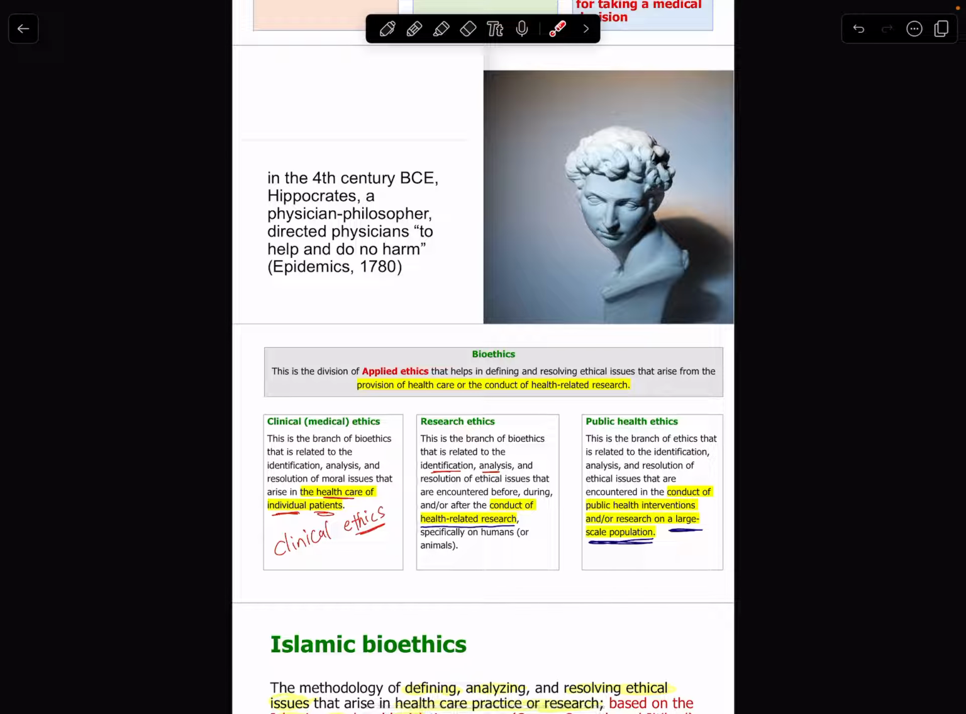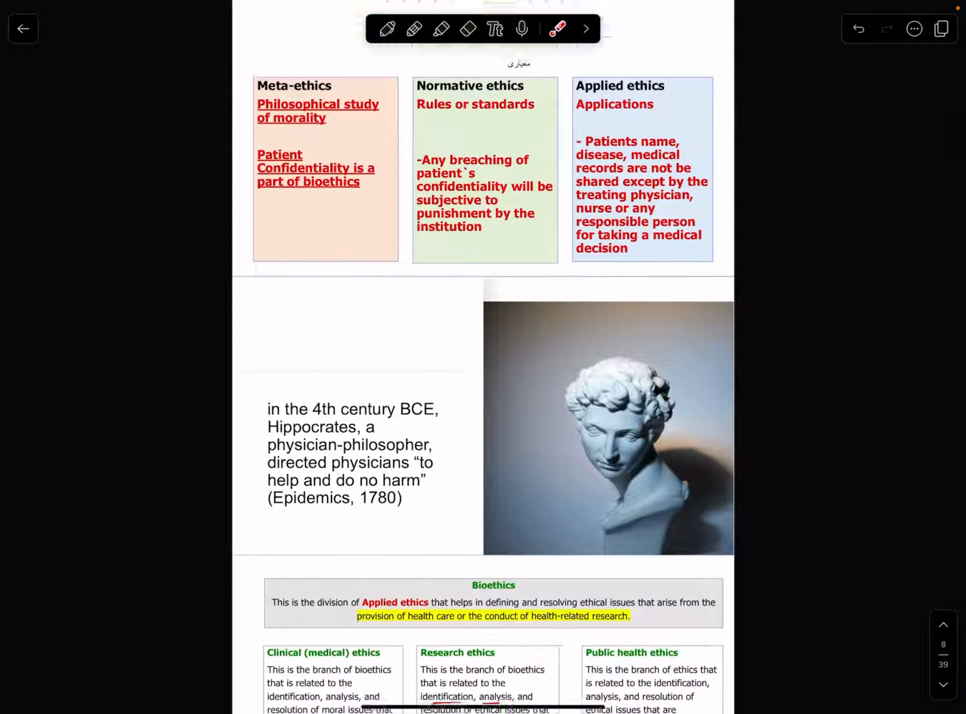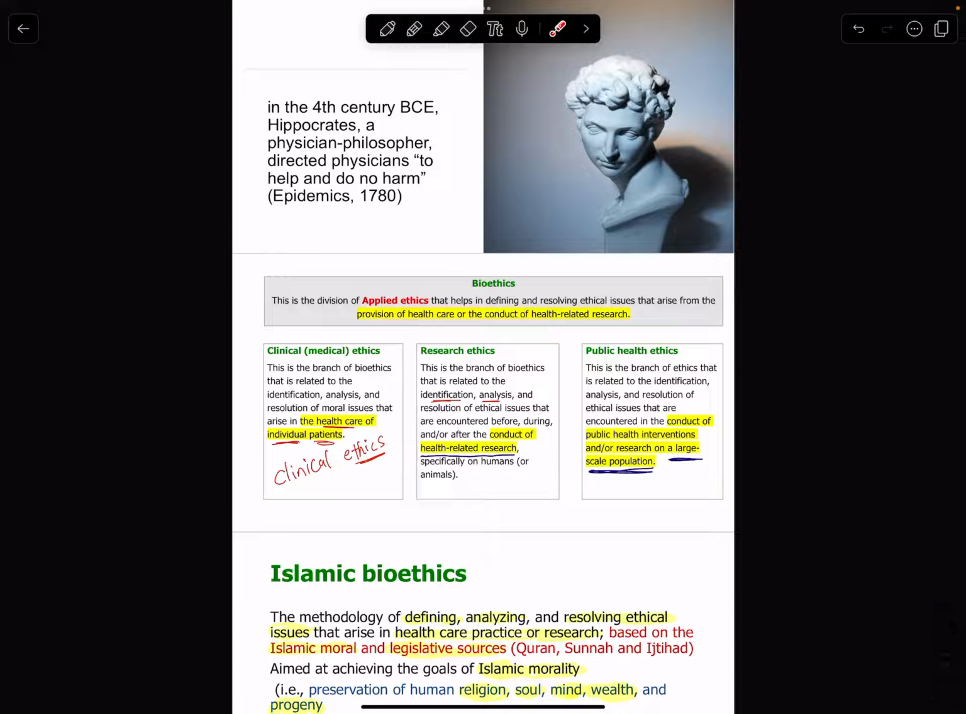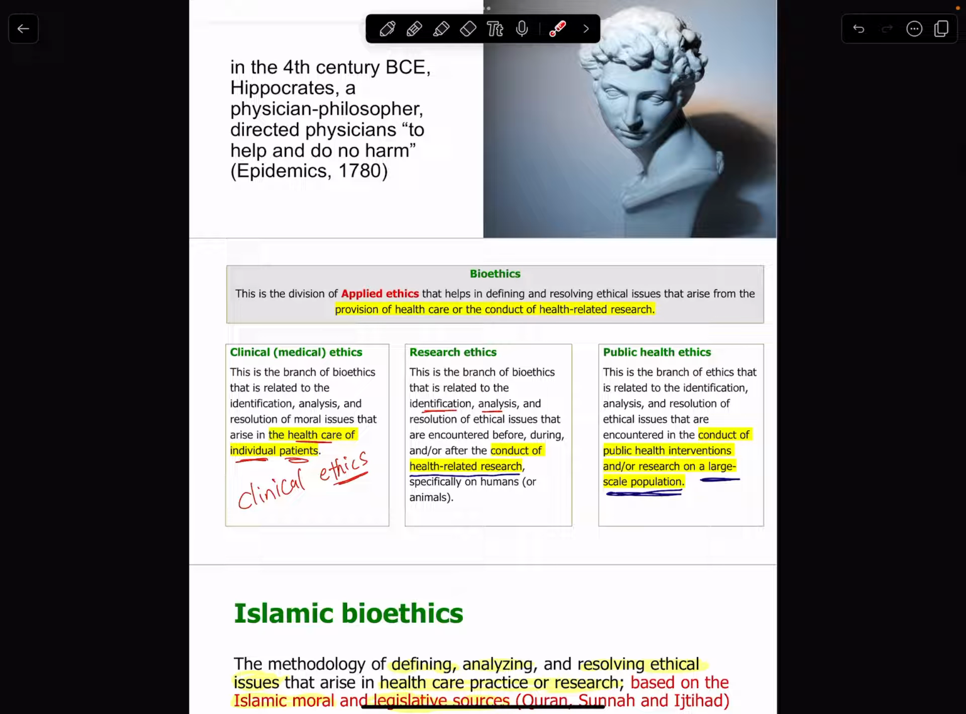Right, now we go into bioethics. Bioethics is the applied ethics that we take into provisioning healthcare or conducting health research. So if you see in the test provision of healthcare or conducting health-related research, that's bioethics. The biggest thing that helps us differentiate it from research ethics, if you ever forget, is that here we have the provision of healthcare, and there we do not.